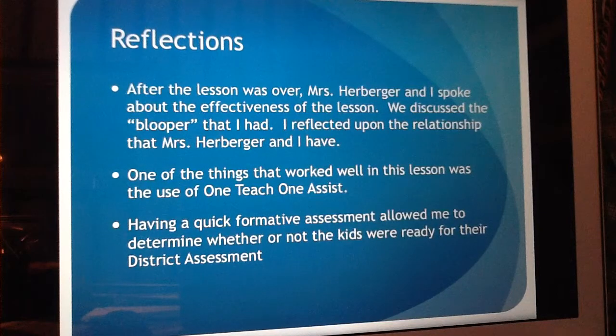One of the things that worked well in this lesson was the use of the one teach, one assist for that reason. Also, having a quick formative assessment allowed me to determine whether or not the kids were ready for their district assessment the next day. After I looked at the assessment that they did after the lesson, I determined that the students were ready, and after we took the district assessment, my students scored the highest on math that they had scored so far that year. So I was very proud of them.